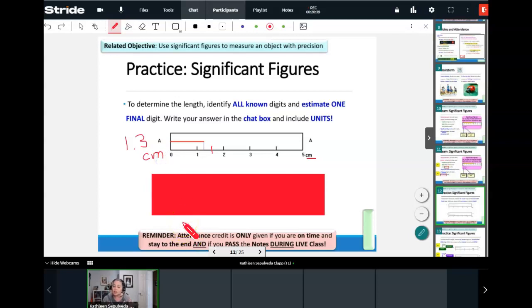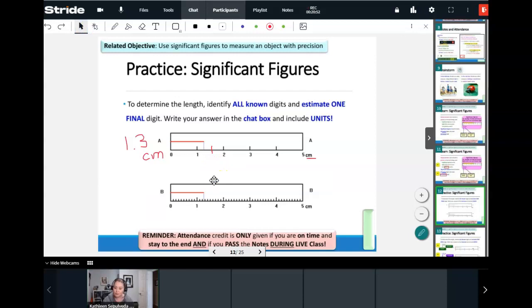If you got a 1.2 or 1.3, you're right on track, because if this was a test or anything else and you gave me one of those answers, I would have taken it, okay? So nice job. Let's go ahead and take a look at this one now. This one's going to be a little bit different.